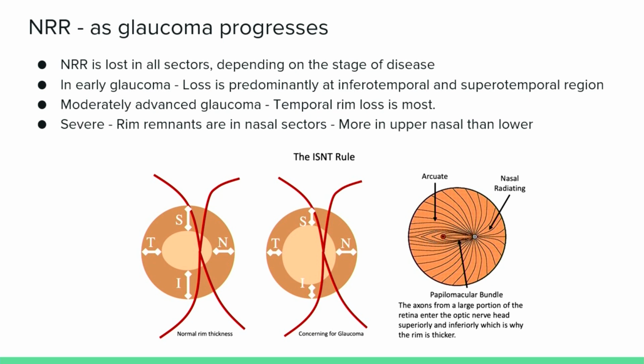One minute, Jay. So when you're talking about the disc, you must defocus from the cup. You must focus on the neuroretinal rim. It's only because neuroretinal rim is lost that your cup is enlarging.